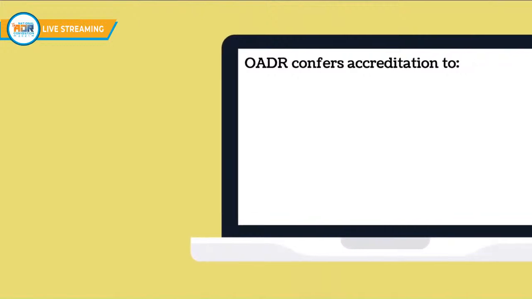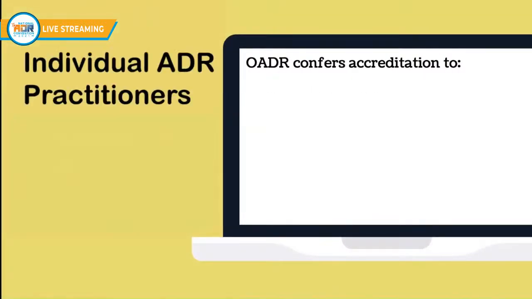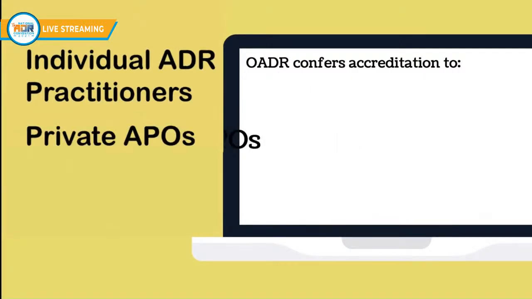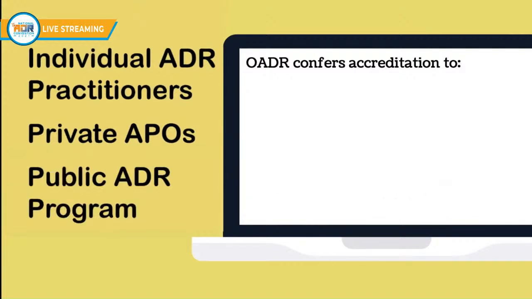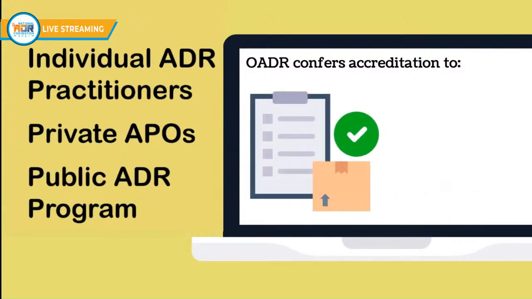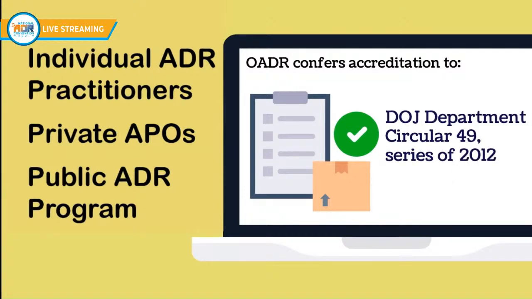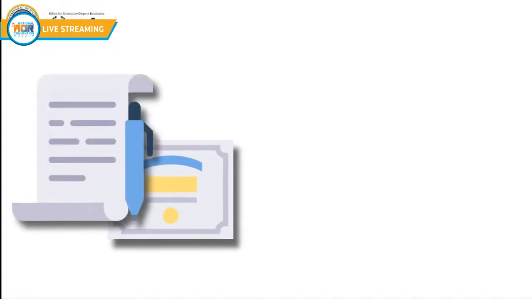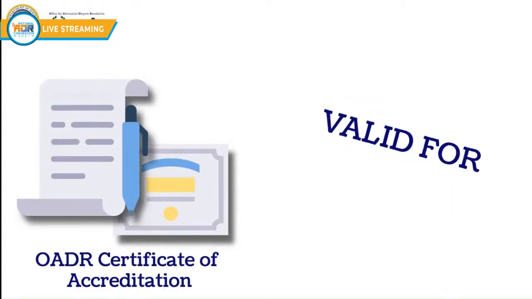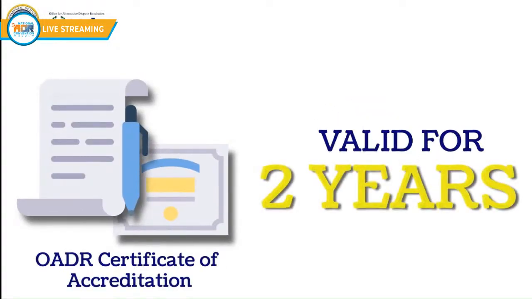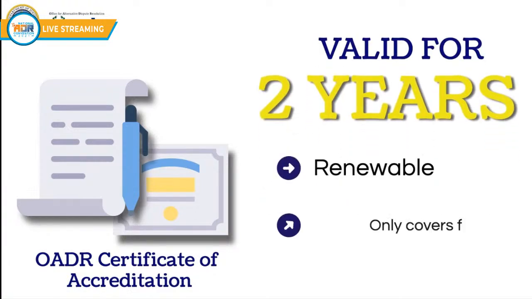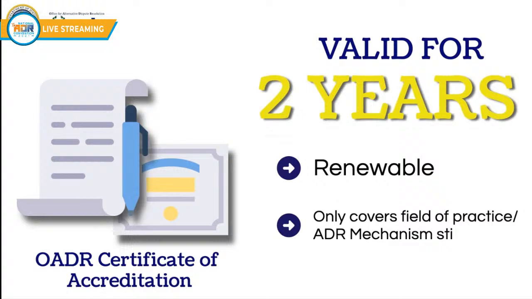Second, the OADR confers accreditation to individual ADR practitioners, private APOs, and public ADR programs who have successfully complied with the requirements under DOJ Department Circular 49, Series of 2012. Third, an OADR certificate of accreditation is valid for a period of 2 years from the date of issuance unless sooner revoked. It is renewable and shall only cover the field of practice, or the ADR mechanism indicated therein.